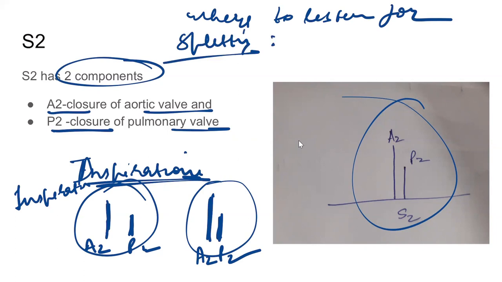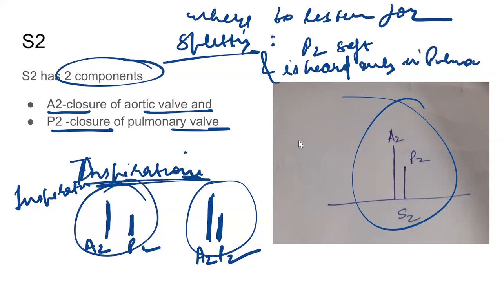So basically, P2 is a very soft sound as compared to A2, because it's because of the pressure closure of pulmonary valve, which is a low pressure valve as compared to aortic. So P2 is soft and is heard only in pulmonary area. So we are able to listen to P2 only in pulmonary area. So splitting can only be appreciated in pulmonary area.